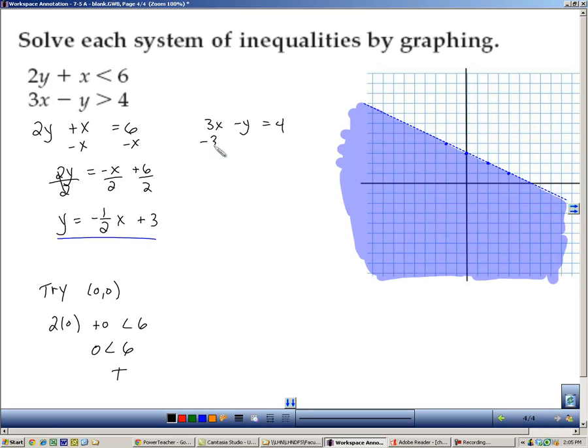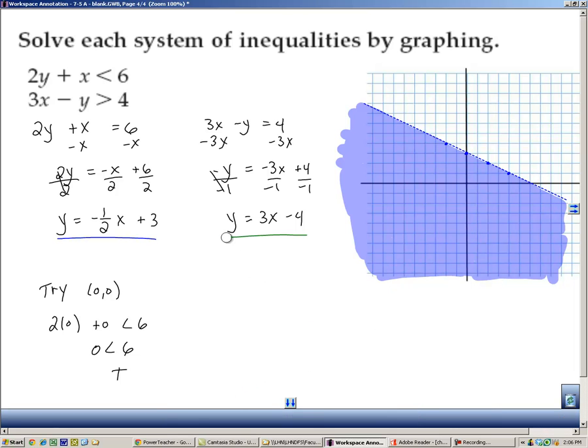Next one, solving for the y. Negative y, I will make it negative 3x plus 4. Divide by negative 1 for everything. So y equals positive 3x minus 4. Now just to stay consistent, rather than use ordered pairs, I'll use rise over run for this. So we start on negative 4.